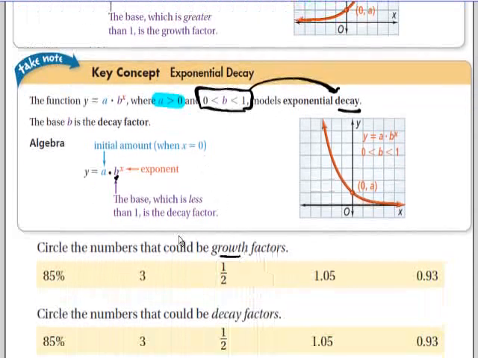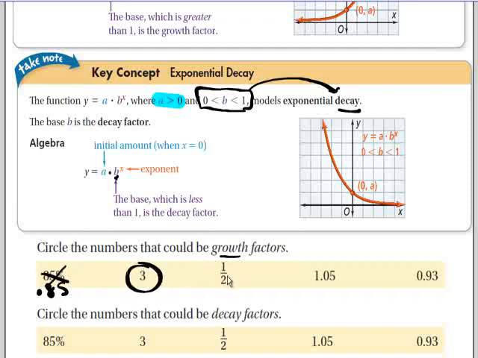So when they ask the first question, which of these numbers could be growth? Well, 85% is actually 0.85. Well, 0.85 is less than 1, so that is not a growth. So 3 is definitely greater than 1. 1/2 is not. 1.05 is greater than 1, and 0.93 is not.